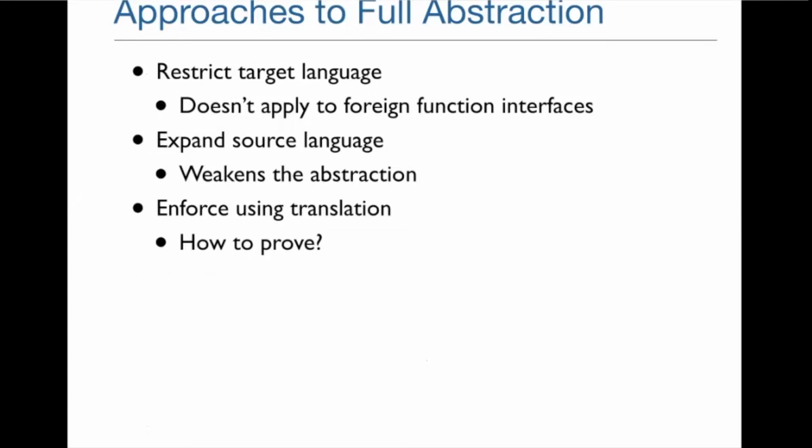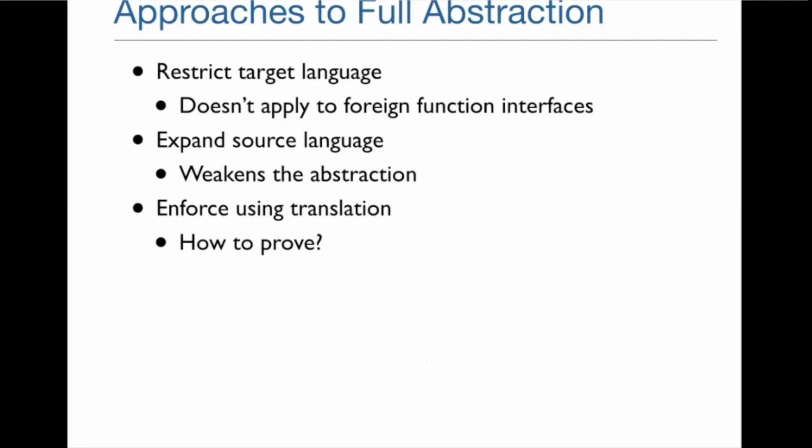So how can we achieve full abstraction? Well, there are three main ways we can try to achieve it. First, we could just restrict the target language so that there's no behavior allowed in the target language that isn't allowed in the source language. But the issue with this is that it won't apply to things like foreign function interfaces or multi-language frameworks like .NET. Our second option, on the other side, is to expand the source language, but then we're weakening the abstraction that is provided by the source language in the first place.